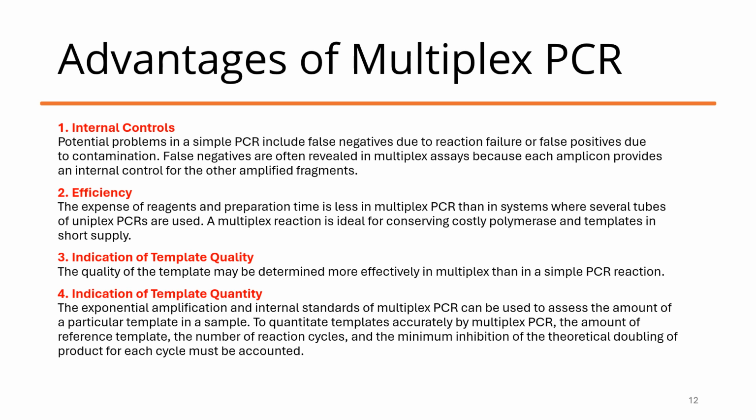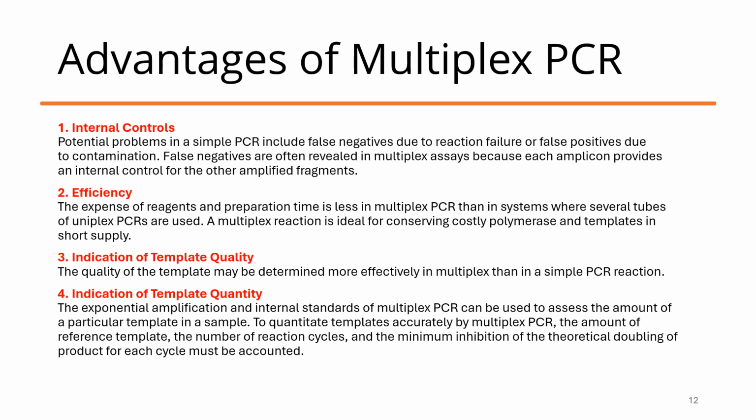Advantages of multiplex PCR. Potential problems in a simple PCR include false negatives due to the reaction failure or false positives due to the contamination. False negatives are often revealed in multiplex assays because each amplicon provides an internal control for the other amplified fragments. Efficiency. The expense of reagents and preparation time is less in multiplex PCR than in systems where several tubes of uniplex PCRs are used. A multiplex PCR reaction is ideal for conserving costly polymerase and templates in short supply.